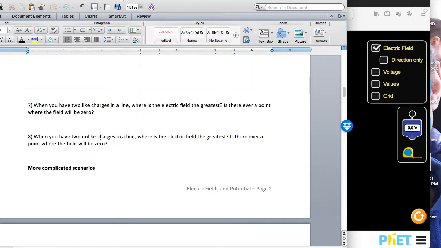When you have 2 unlike charges in a line, where is the field the greatest? Is there ever a point when the field is 0? That one might be a little bit more tricky, but I think you can handle it.